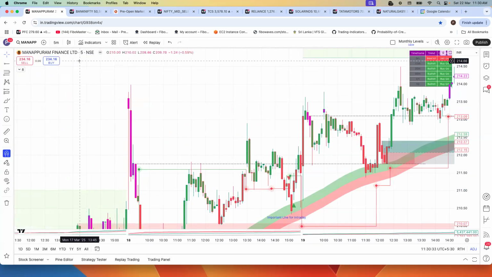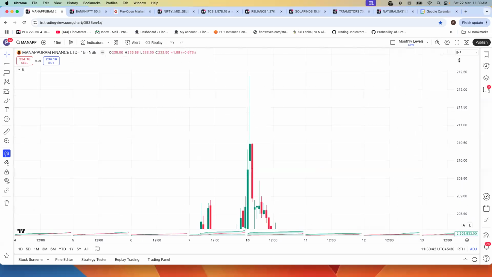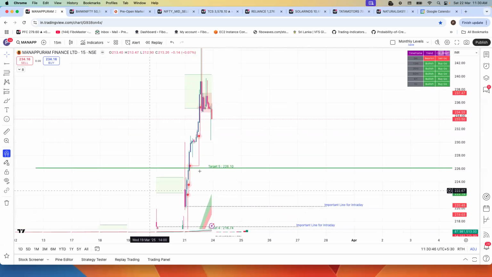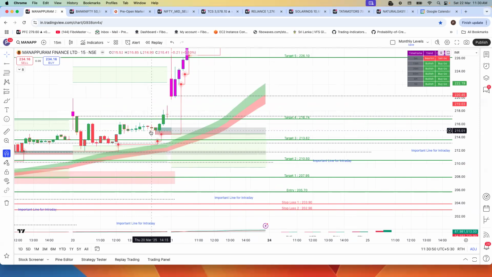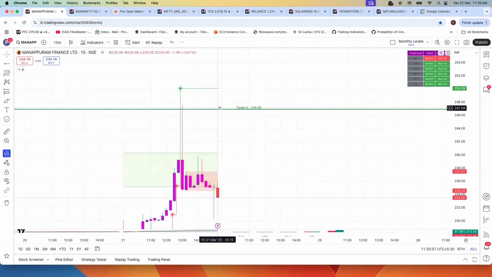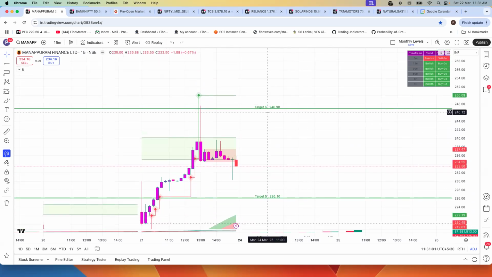One of our prime members worked with Manappuram with the Fabulous indicator, and he used the 15 minutes time frame. He took an entry here, and then he booked at 226, 246. He booked it exactly at 246.90.